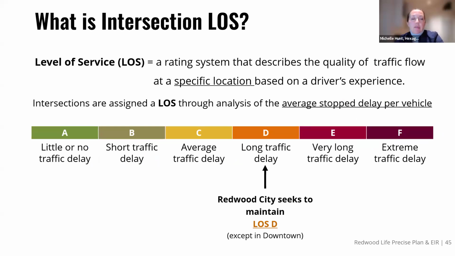So intersection level of service is a rating system to describe the quality of traffic flow at a specific location based on driver's experience. So compared to VMT, which was a network-wide measure, this is location specific. So we're talking about the performance of a specific intersection. So we use letter grades just like you got in school from A to F, right? A means little or no traffic delay, and F is extreme traffic delay.